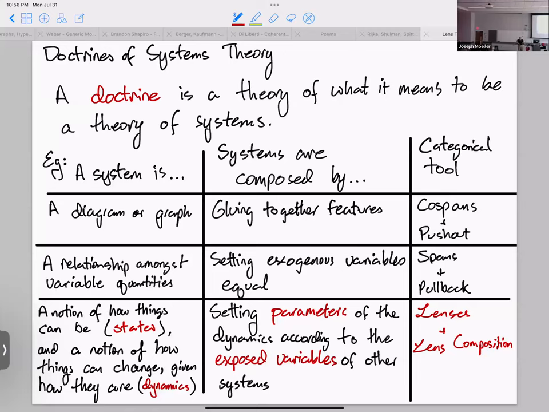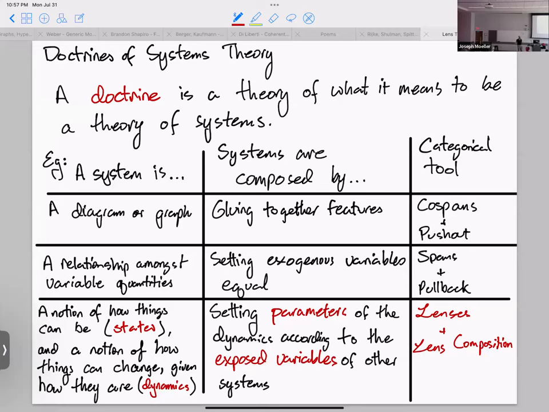And the third one, which is the one we're going to focus on today, is what I like to call the parameter setting doctrine. And these are dynamical systems in a more traditional sense of what you mean when you say the word dynamical system to a mathematician, which is that you have a notion of how things can be, which we call states, and then you have a notion of how things can change given how they are, which we call dynamics. And we also have exposed variables of states, and the dynamics can depend on parameters. And we can set those parameters according to the exposed variables of other systems. I'm going to go into this in more detail, but that's the basic idea.